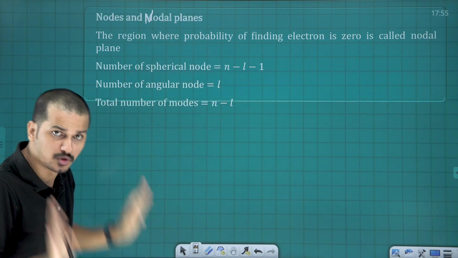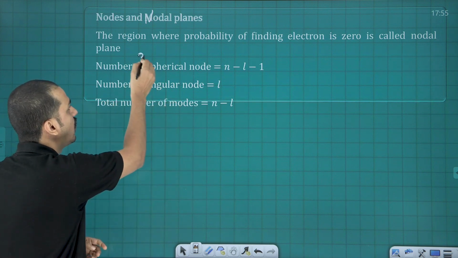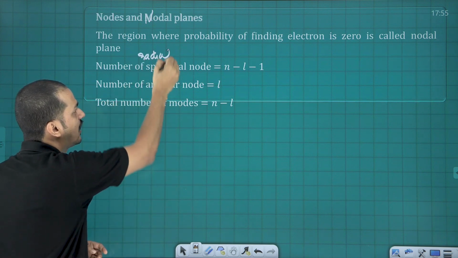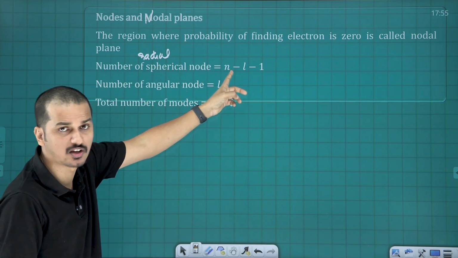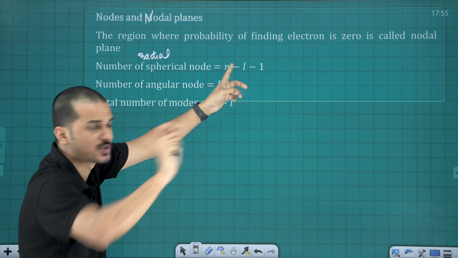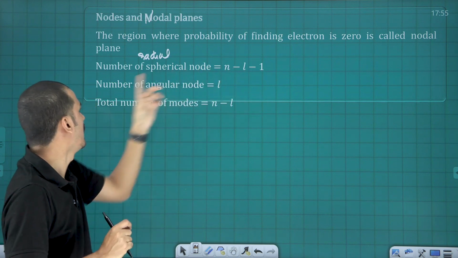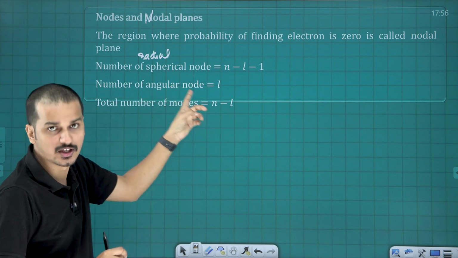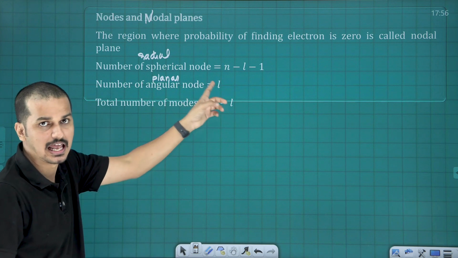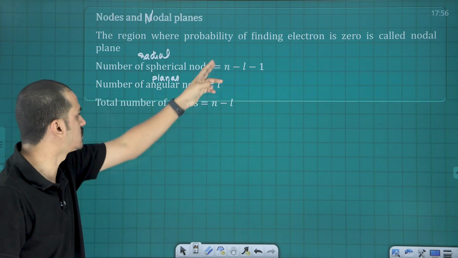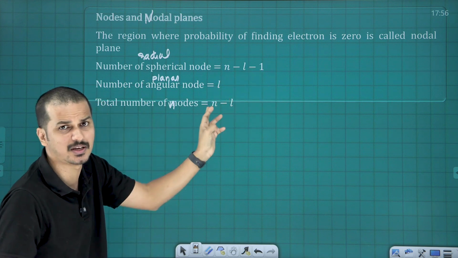There are mainly two types of nodes. First one is radial node, or else it is called spherical node. The number of radial nodes or spherical nodes we can calculate by using the formula n minus L minus 1. N is the principal quantum number, L is the azimuthal quantum number. And the number of angular nodes, or planar nodes, is equal to L. So what's the total number of nodes? These two I have to add. So n minus L minus 1 plus L means n minus 1.